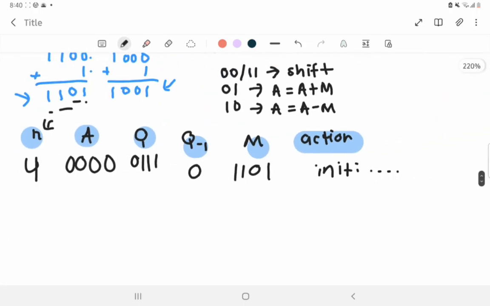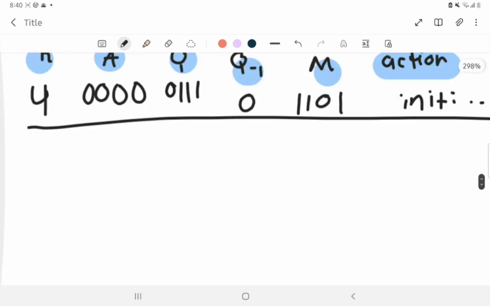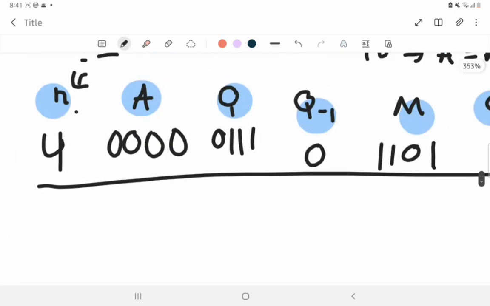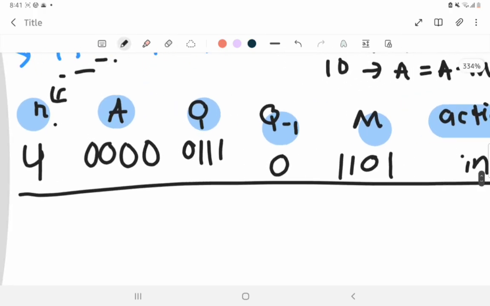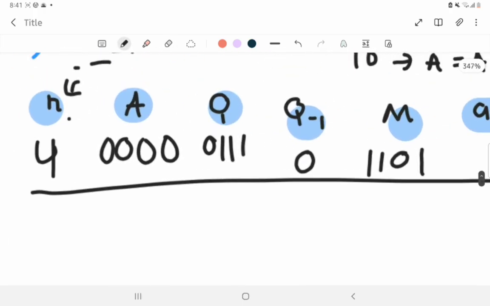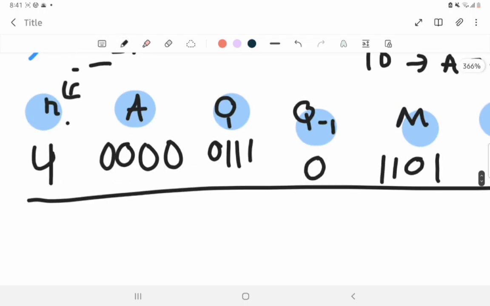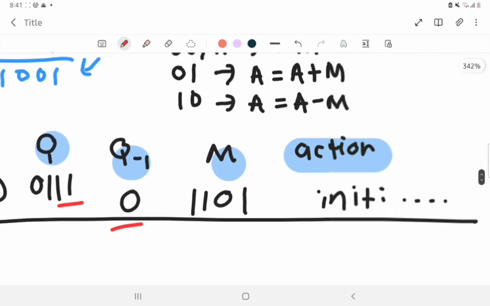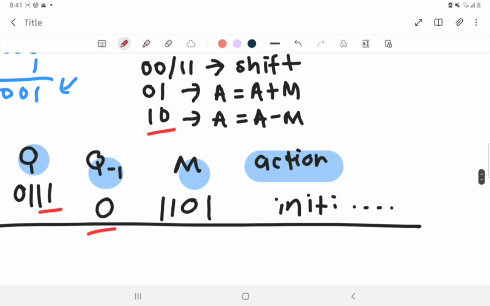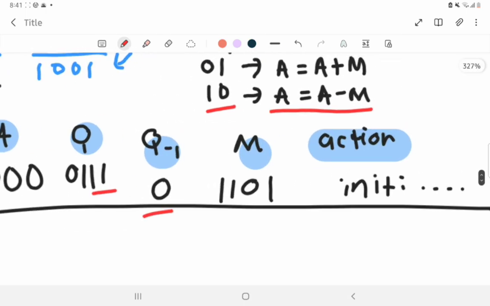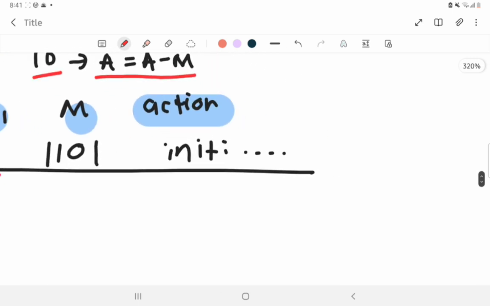Now we have one row. We have to do this until the count N equals 0. But don't worry, it's simple if you understand it. So now what do we have to do? First, we look at the last number of Q and Q minus 1. It is 1, 0. I told you before, the code 1, 0 means A equals A minus M. So we put at the action A equals A minus M.